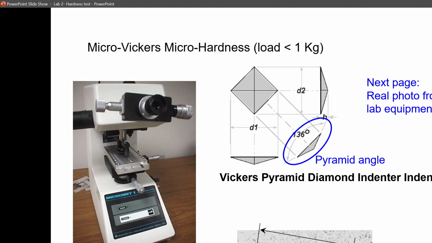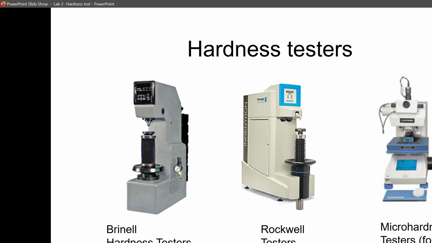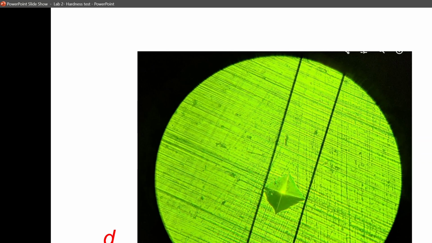These two lengths essentially, and using these two lengths, you're going to measure the hardness of the material. So, Vickers test. Different types of tester: the Brinell tester, Rockwell tester. When you go to the lab, all of these testers are there, but we are only going to use the Vickers hardness tester.